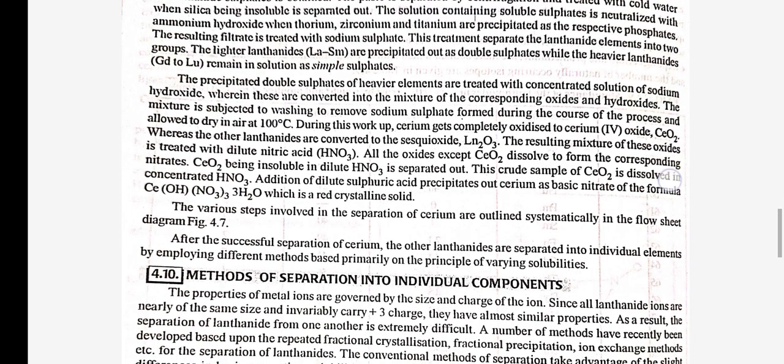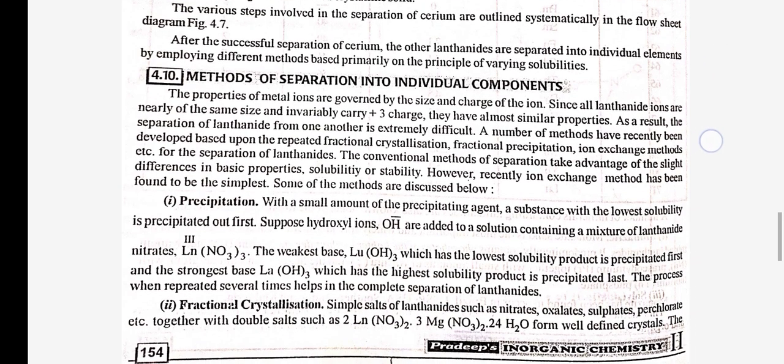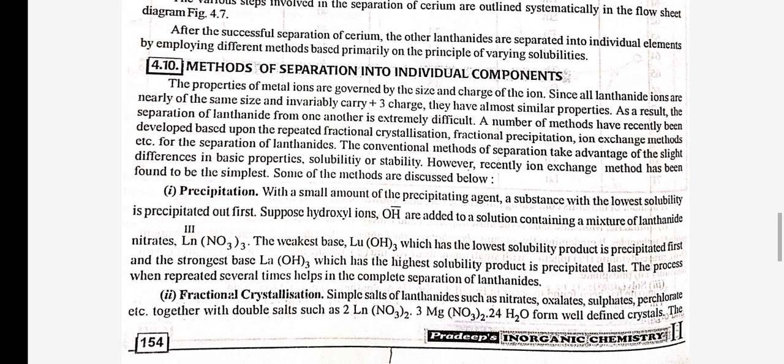After the successful separation of cerium, the other lanthanoids are separated into the individual elements by employing different methods based primarily on the principle of varying solubilities. Methods of separation into the individual components. The properties of metal ions are governed by the size and the charge of the ions. Since all the lanthanide ions are nearly the same size and invariably carry a 3+ charge, they have almost similar properties. As a result, the separation of the lanthanides from one another is extremely difficult.